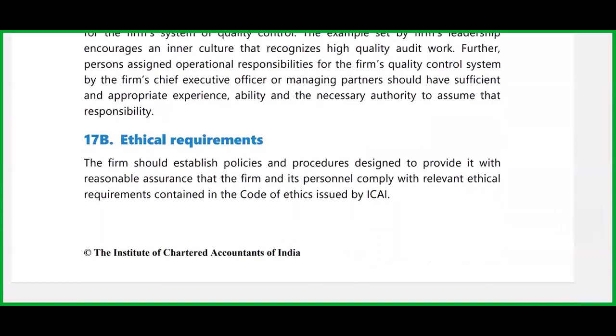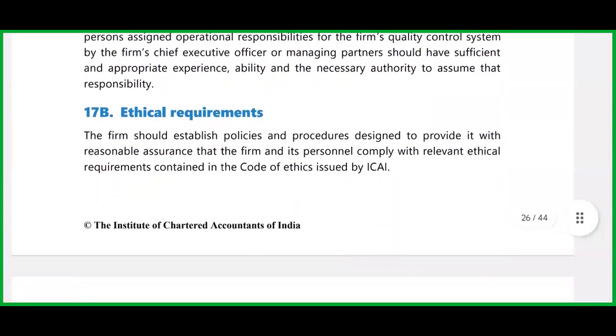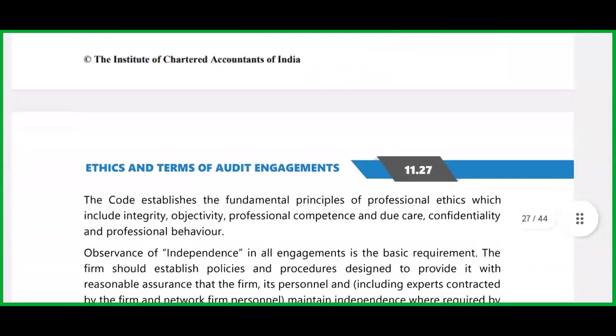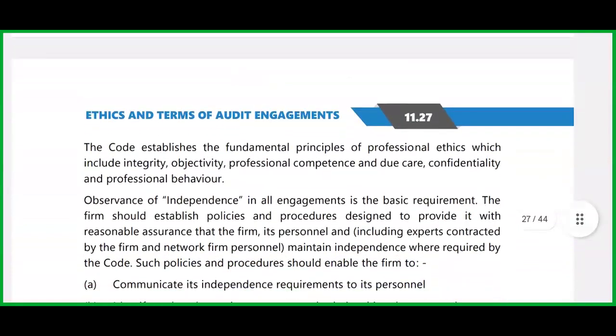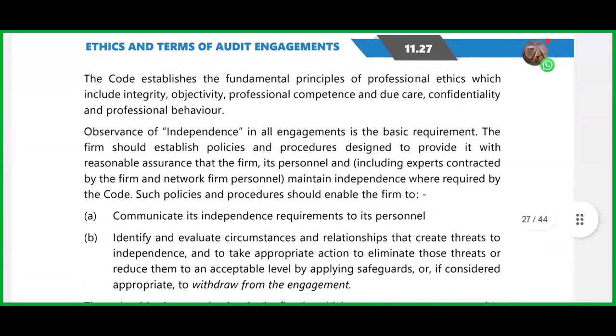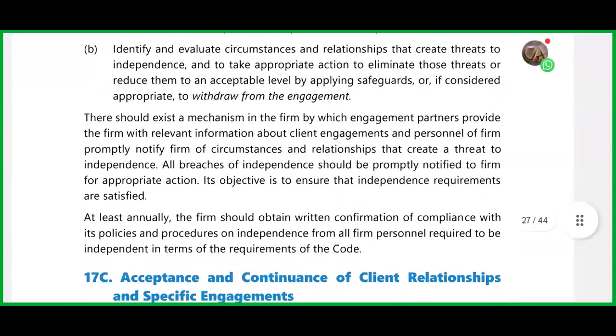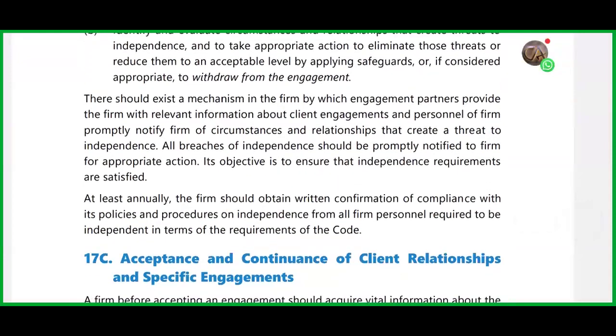Okay. Next is ethical requirements. The code of ethics, which is issued by ICAI, should be complied with. It clearly shows that independence has to be there in all the engagements. Such procedures and policies should be communicated. They should be identified and evaluated. And there should exist a mechanism in the firm which is helping the auditor to be independent enough.